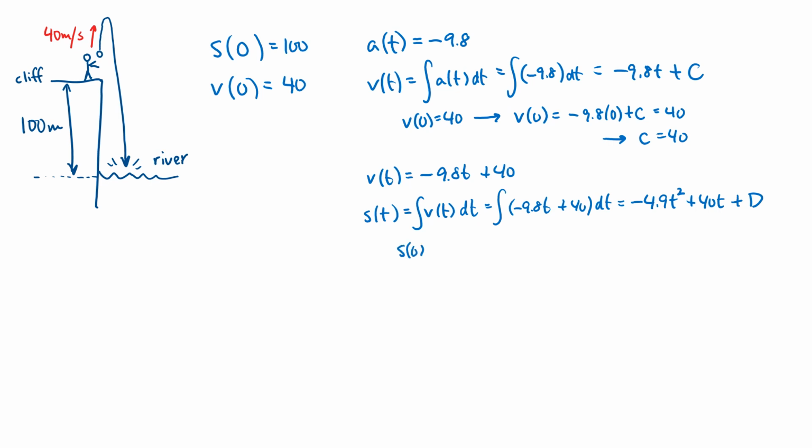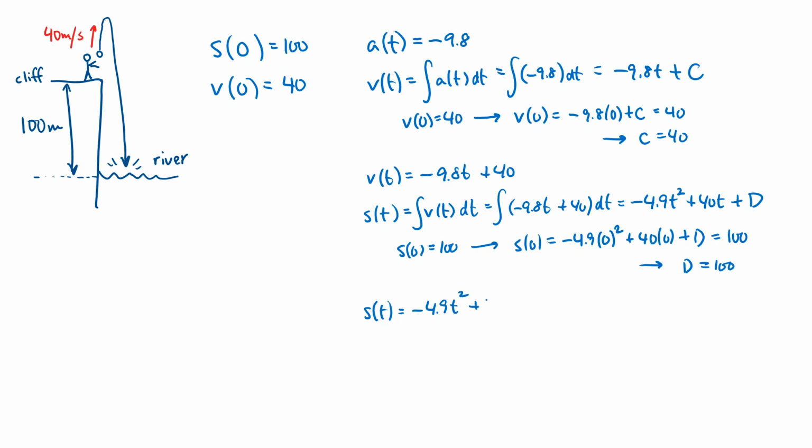I know that s of 0 equals 100. So according to my formula, I get negative 4.9 times 0 squared plus 40 times 0 plus the mysterious d, but that's also supposed to equal 100, and that tells me that d equals 100. So my position function will be negative 4.9t squared plus 40t plus 100. Okay, so we've taken our antiderivatives, and we've gotten our formulas for acceleration, velocity, and position. Now how do we answer the question?